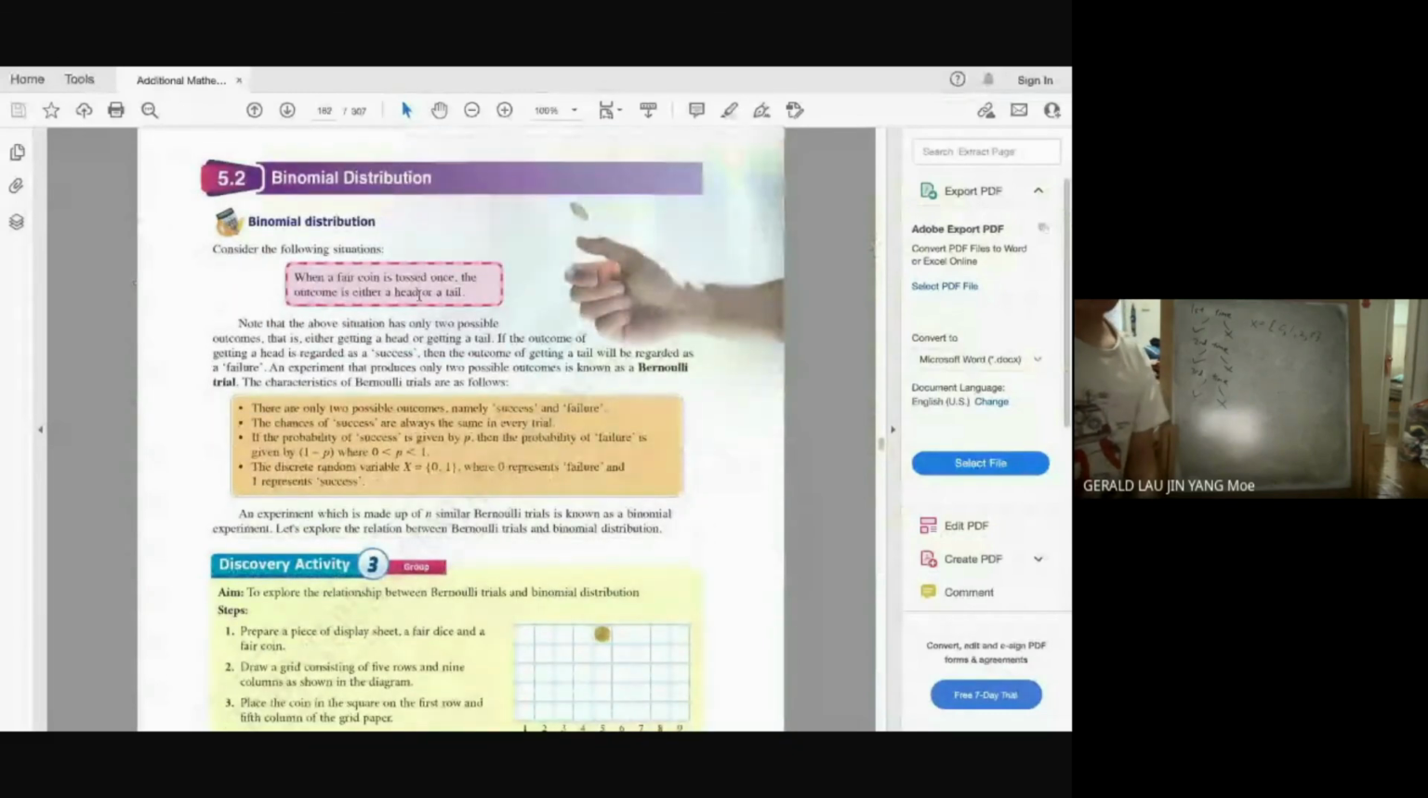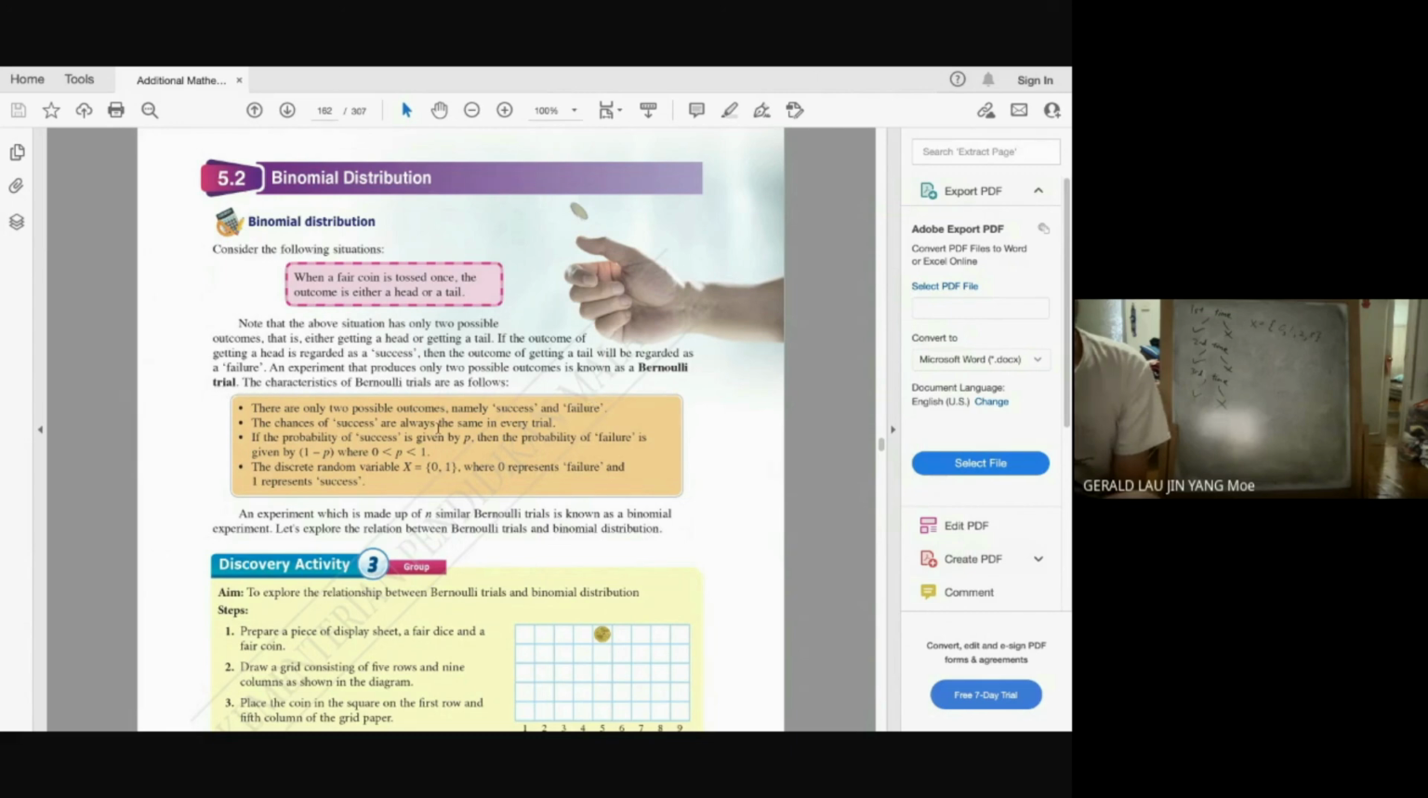Okay, now you enter the real deal, which is binomial distribution. Binomial distribution means there are only two possible outcomes, which are failure and success. Failure is 0, success is 1. Then the event, we call it a Bernoulli trial. What does a Bernoulli trial mean? It means there are only two possible outcomes, success and failure.